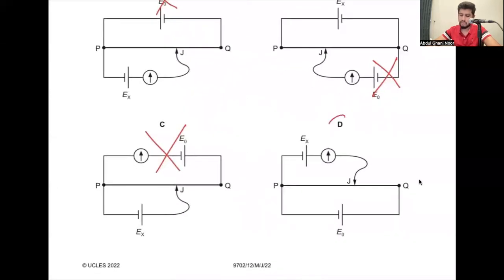D is the correct answer. Negative on this side, negative on this side. Galvanometer connected to the unknown smaller EMF. And then you have this junction and everything.